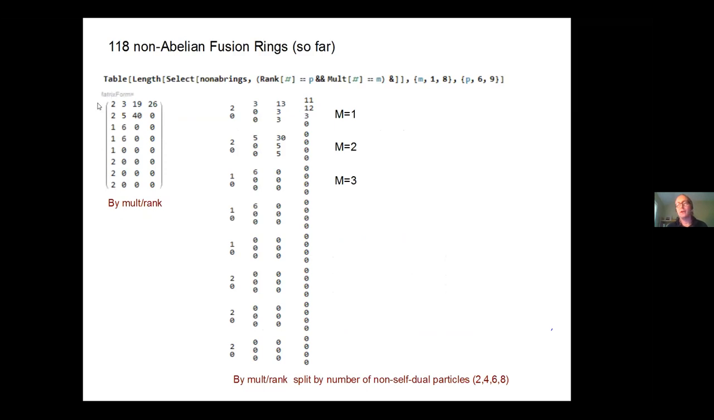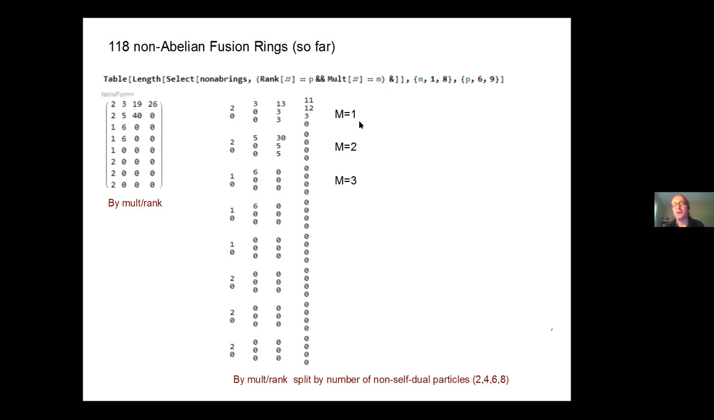So at rank six, we know that we have the first non-Abelian group, D3, and the Haagerup, and those are both the ones that are multiplicity free, but there are also multiplicity 2, 3, 4, etc., more theories. But we also find things at rank 7, 8, and 9. These zeros you should not take seriously, just because we haven't looked at high enough multiplicity for those ranks.